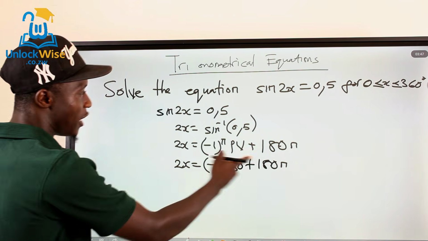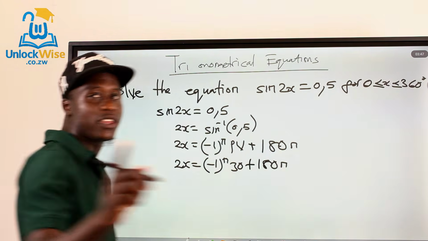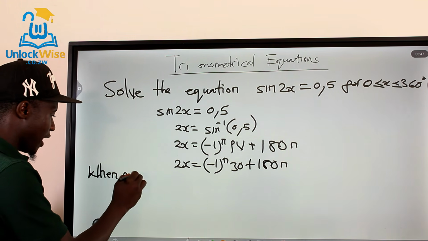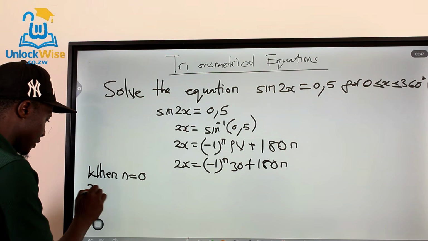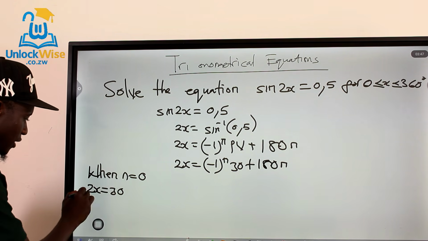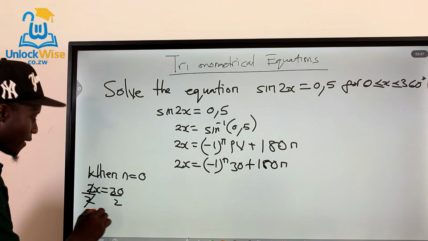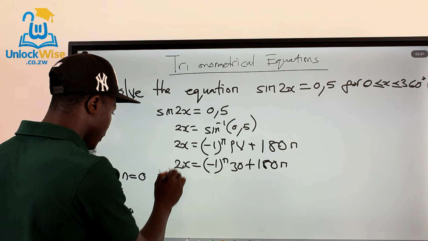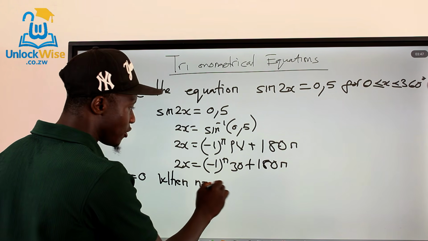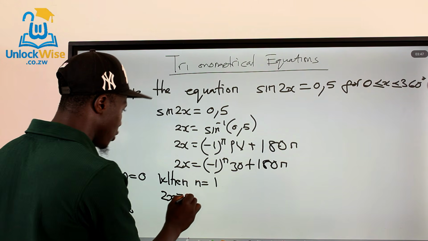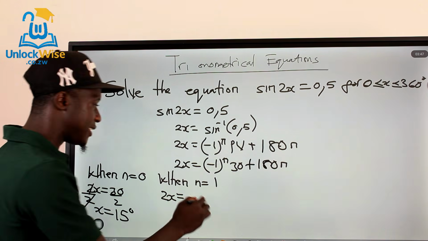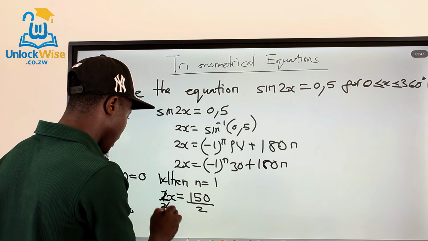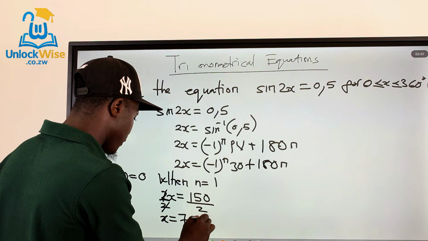So now we start finding the values because we have a range. The range is from 0 to 360 degrees. So now we say when n is equal to 0, 2x is equal to 30, then we divide by 2, x is equal to 15 degrees. We move on to when n is equal to 1. 2x will be equal to 180 minus 30, then we get 150. We divide by 2, x is equal to 75 degrees.